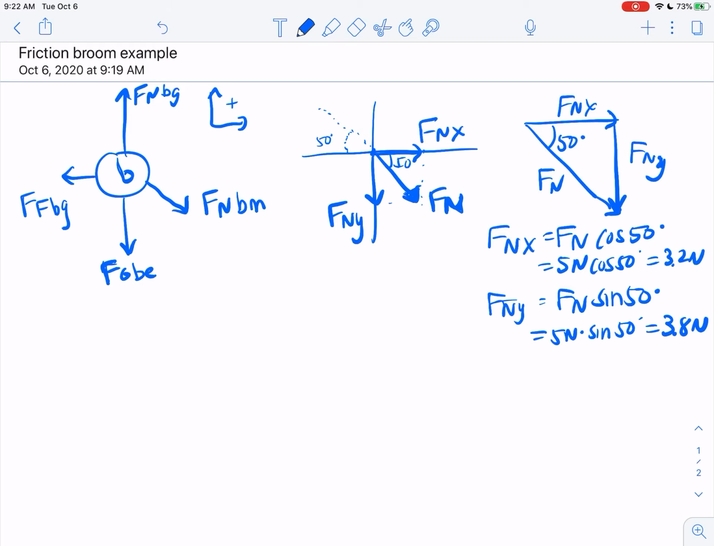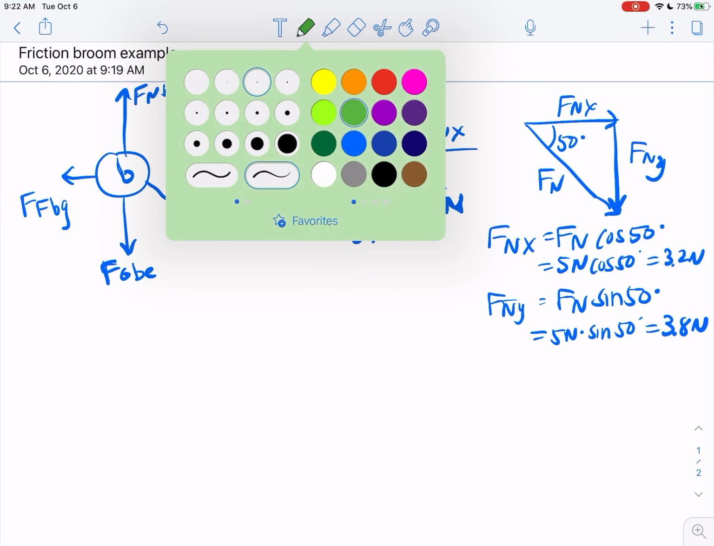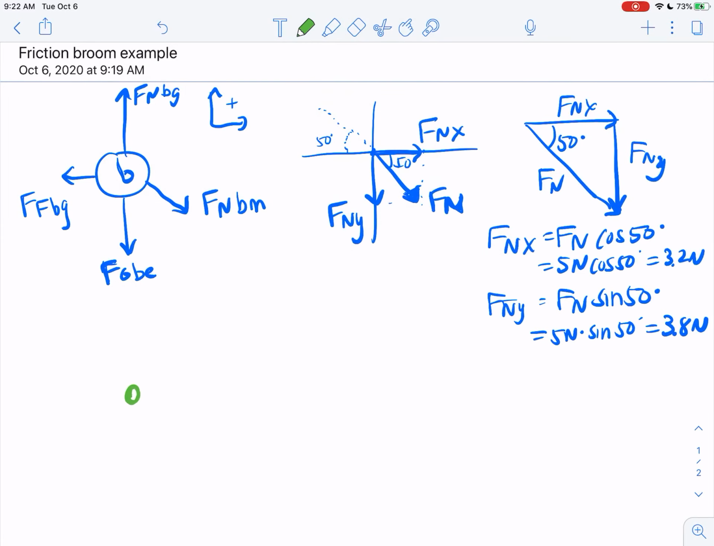Once I do that, I'm going to redraw the picture, because you need to do that. And then I'm going to clean up these labels a little bit so that I can make sure that I don't get confused later. So I'm going to have my Fn down, my Fg down.